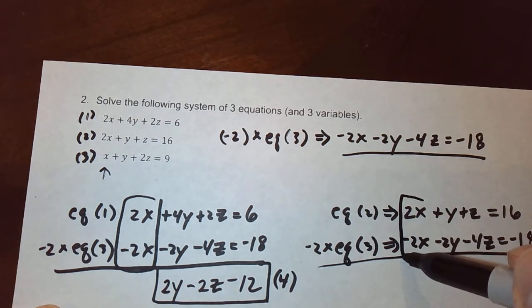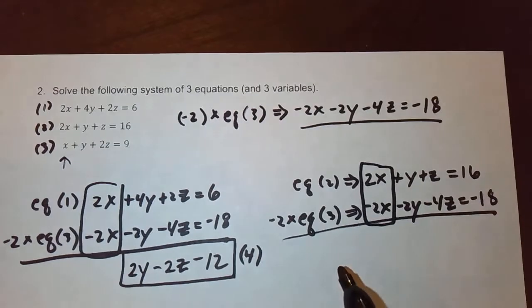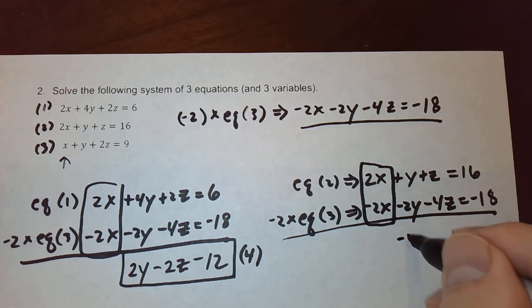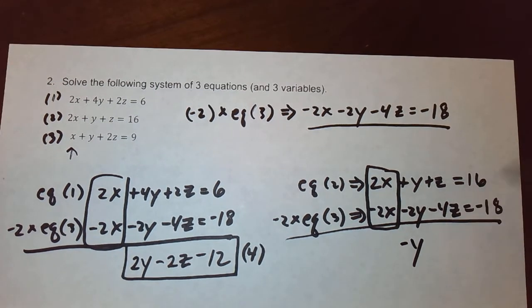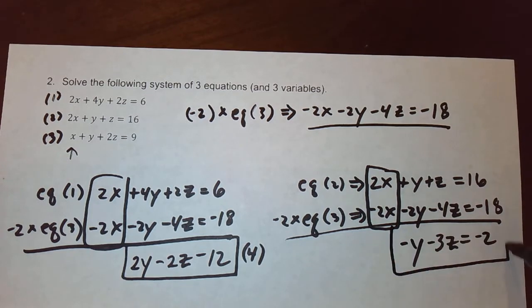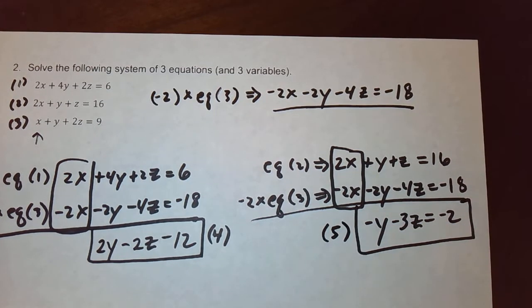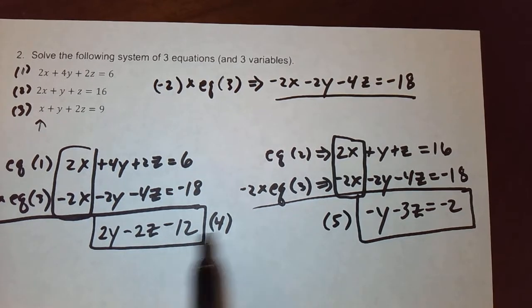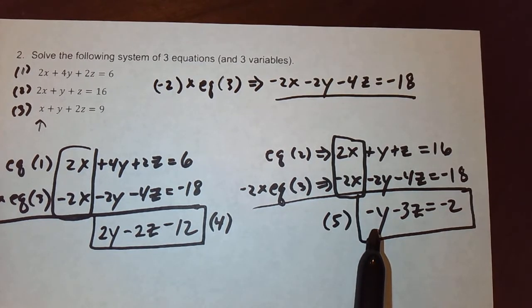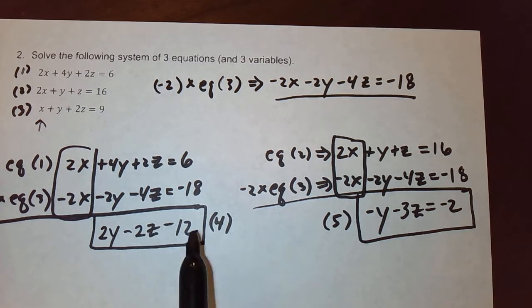And once again, the variable x term is going to be eliminated. So let's add y and -2y to get -y. We've got a z and -4z. That'll be a -3z equals 16 minus 18 is -2. That's a new equation. I have to write it over here on the left, we'll call that equation 5. Well, notice equations 4 and 5 are both linear equations with exactly two variables, and they're the very same variables, y and z.